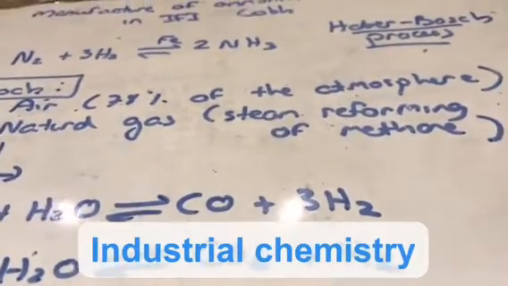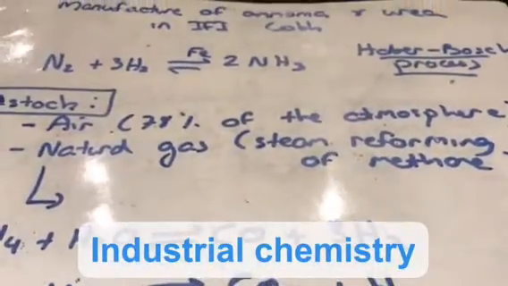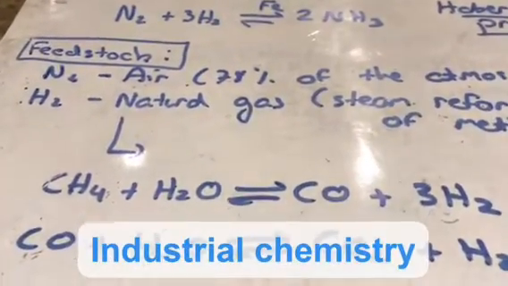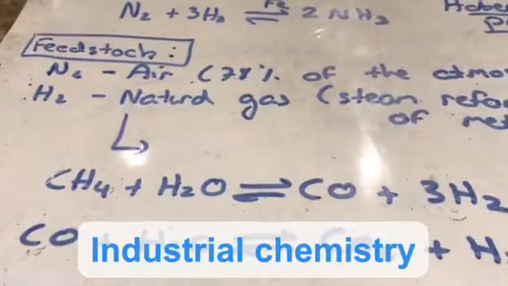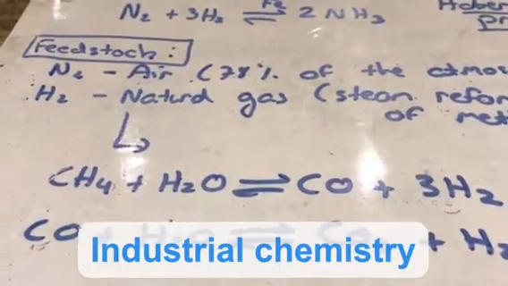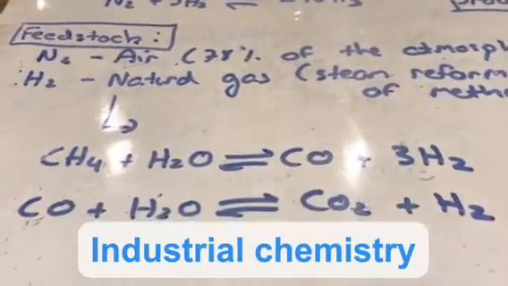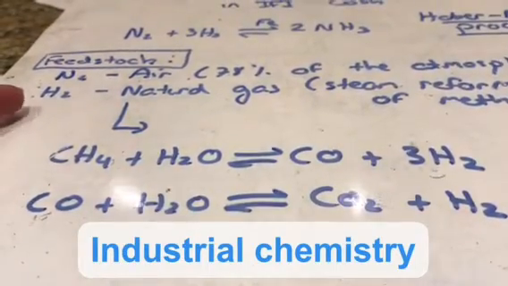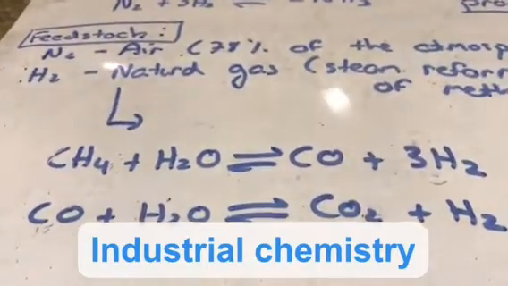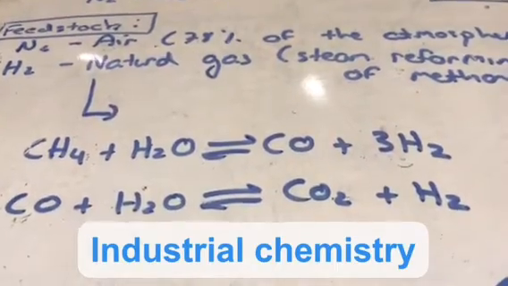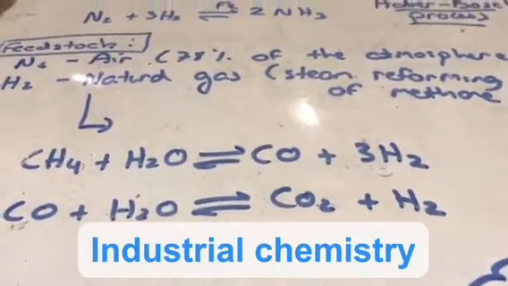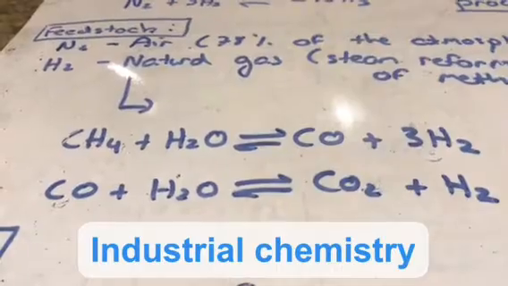Okay, so like I said, you need to know that equation and you need to know the catalyst used. Now your feedstocks, your starting materials, girls, your raw materials, are your nitrogen, which comes from air, because nitrogen is 78% of the air around us, or the atmosphere around us, and hydrogen comes from the steam reforming of methane. So it comes from natural gas reacting with water.